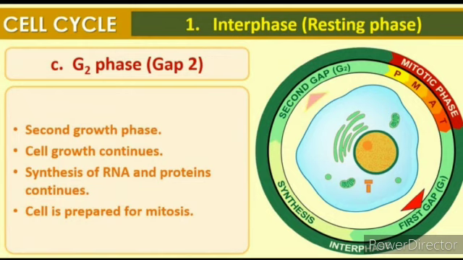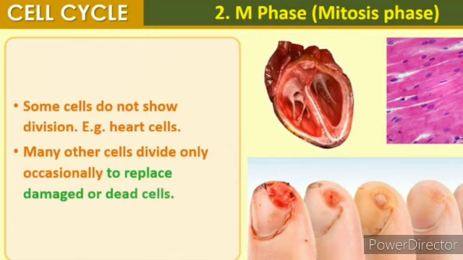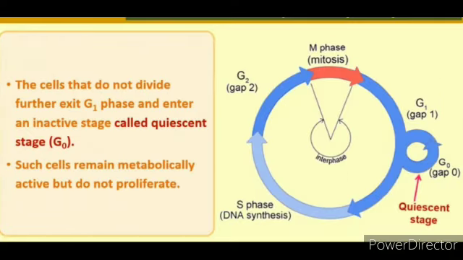During the G2 phase, proteins are synthesized in preparation for mitosis while cell growth continues. Some cells in adult animals do not appear to exhibit division, for example heart cells. Many other cells divide only occasionally, as needed to replace cells that have been lost because of injury or cell death. These cells that do not divide further exit G1 phase to enter an inactive stage called the quiescent stage or G0. Quiescent stage of the cell cycle.